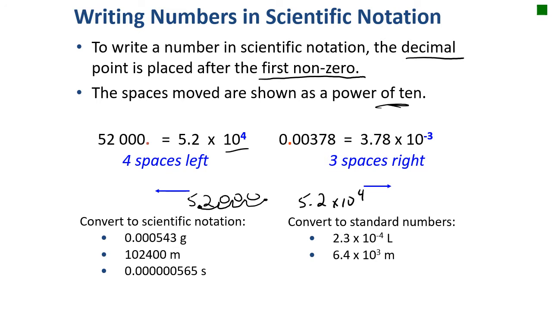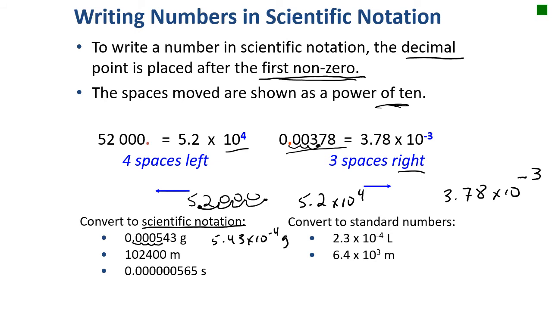If we're going to do a negative or a smaller number, we're going to move this 3 spaces to the right, again, decimal behind the first non-zero digit, and we're going to have 3.78 times 10. Moving it to the right gives us a negative. Number of spots is going to be 3. So if we convert these into scientific notation, this is a small number. We're moving the decimal to the right, and we're going to have 5.43 times 10 to the minus 4 grams.